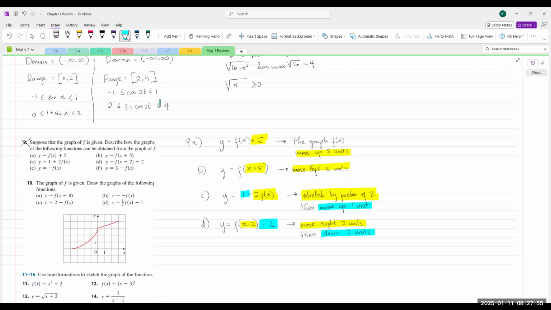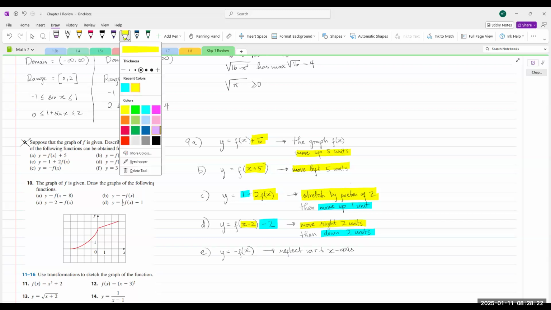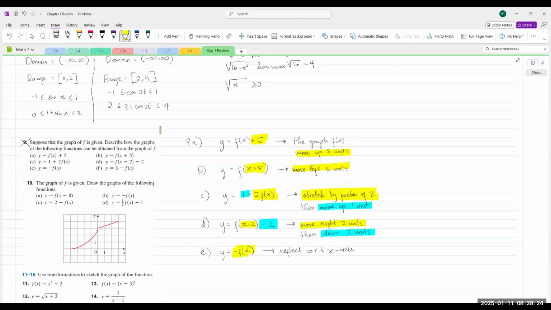Okay. Now, how about part E? Part E, y equals negative f of x. If we multiply the whole function by negative 1, that's reflect with respect to the x-axis. Okay, negative f of x. We reflect with respect to the x-axis.